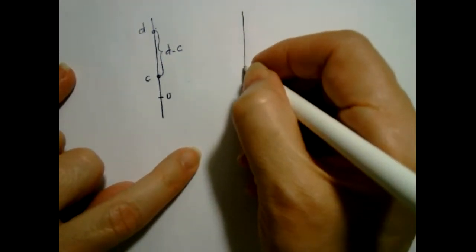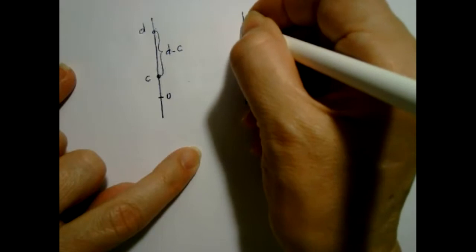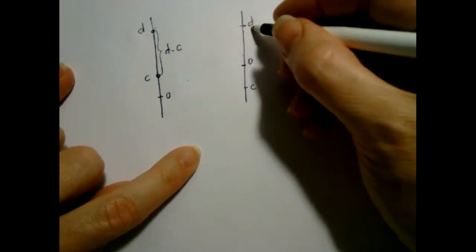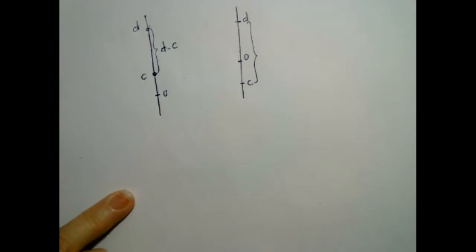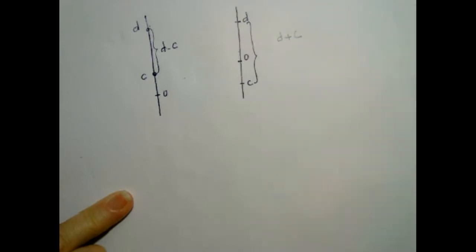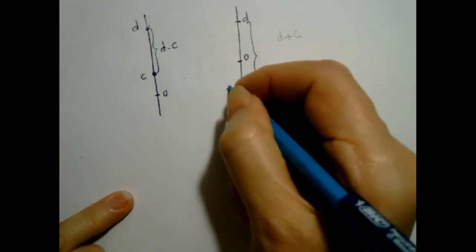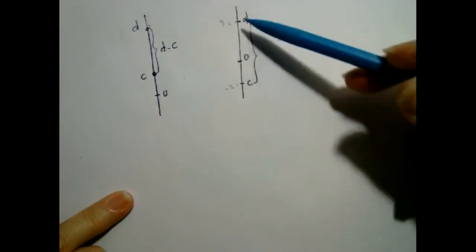Now, let us say I make my scenario a little bit harder. I put 0 in between. I put C here and D here. My question is, what's the length of the segment from here to here? D plus C. I disagree. That's your idea, D plus C, right? Why do I have a problem with it? Let's take an example. Suppose this C is -2 and this D is 3. Is the length from here to here 3 plus C?